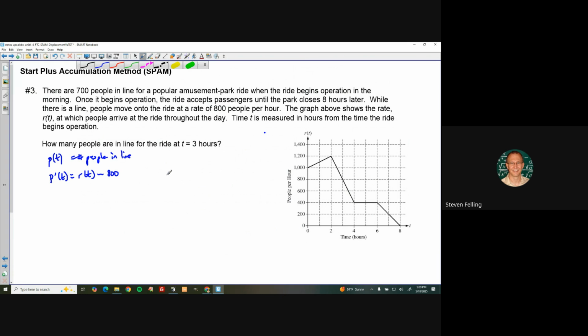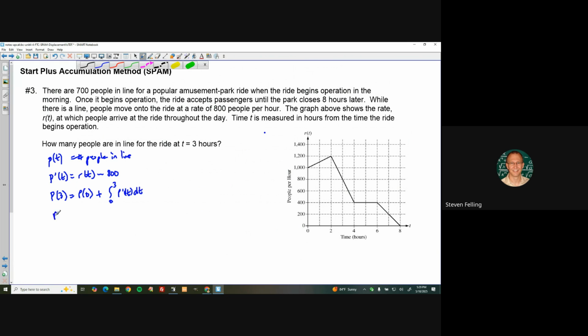But what we need to do is they're just asking for the amount of people at 3 hours. So I'm going to use my start plus accumulation. The amount of people at time 3 is equal to the amount of people at time 0 plus the accumulation from 0 to 3 of that p prime of t.